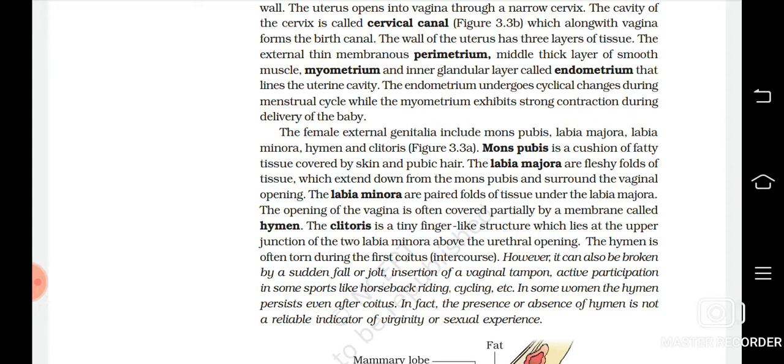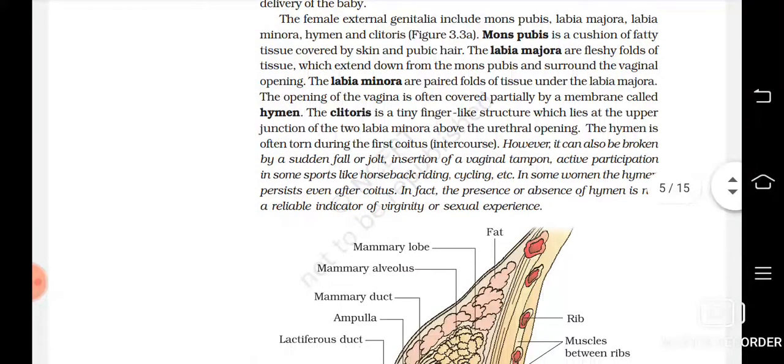The hymen is the membrane that is usually torn or broken after the first coitus. However, it can also be broken in women who have a sudden fall or jolt, or any other physical activity can also break the hymen.